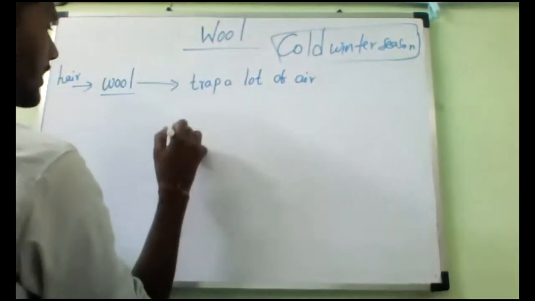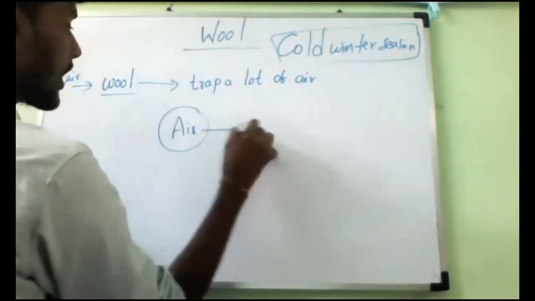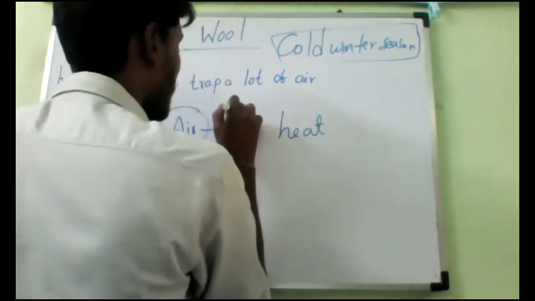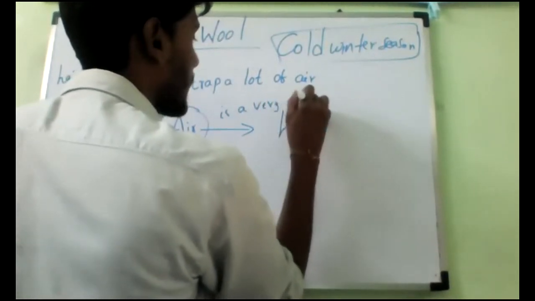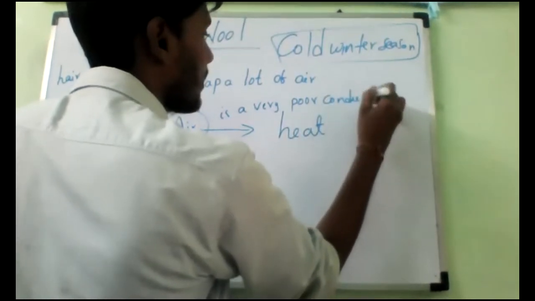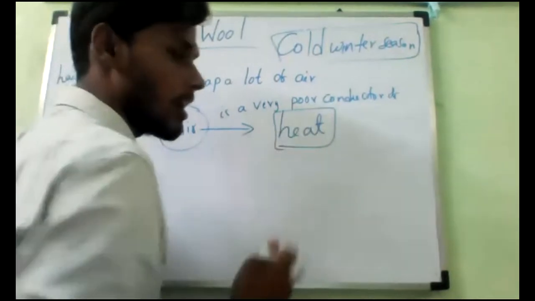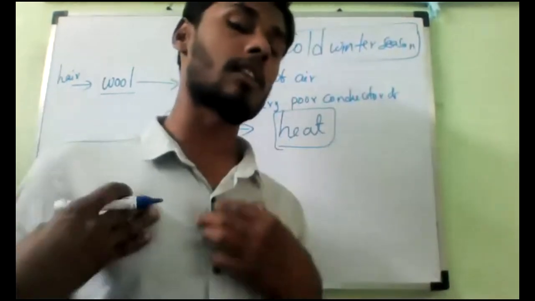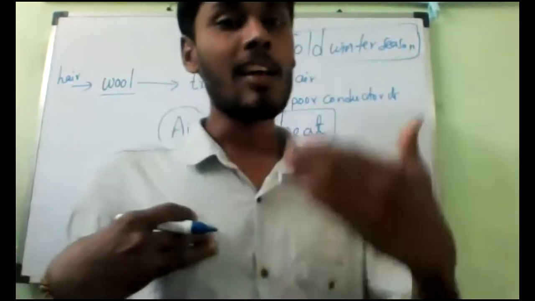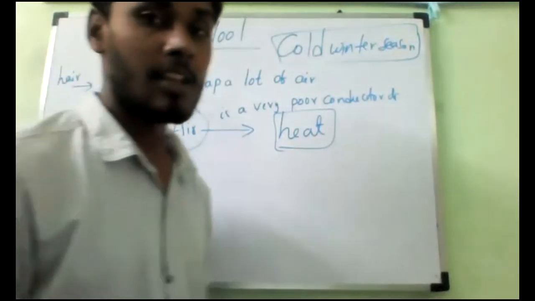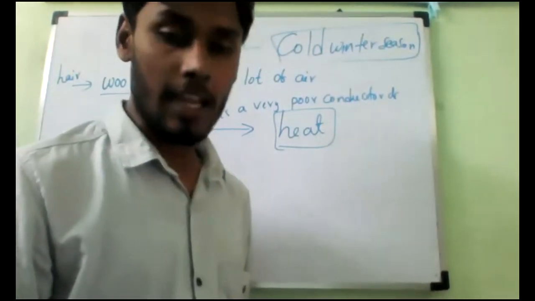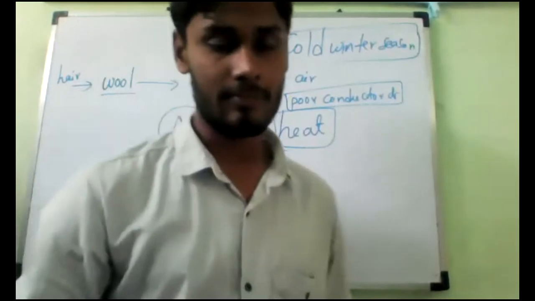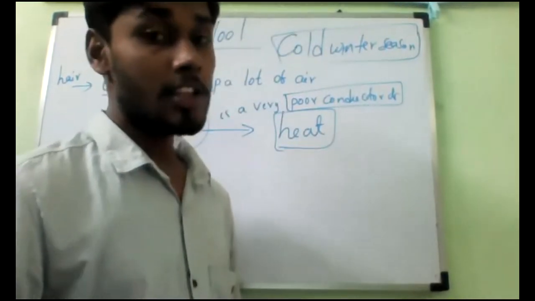Understand? As we know, air is a poor conductor of heat. So what will happen? Our body heat cannot go outside, and outside coldness cannot enter inside, because in the middle there is a barrier. Do you understand? Here, poor conductor means it will not allow the heat. It does not allow heat to pass.